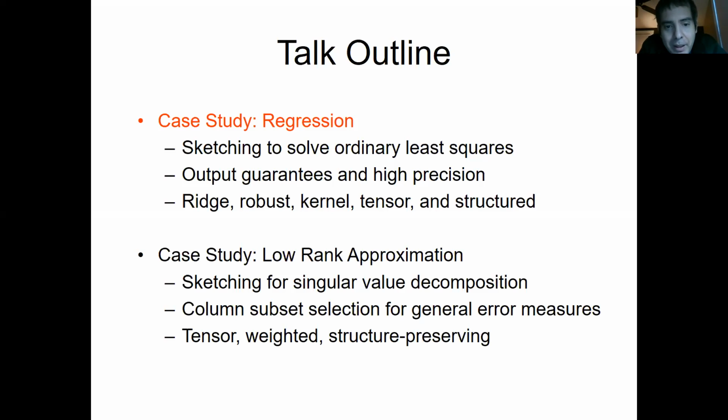And with whatever time I'll have left, I'll also go into solving the low rank approximation problem, or singular value decomposition problem, using sketching, and show a bunch of variants of that. So how to solve the column subset selection problem, also for general loss functions, and in the context of tensors, weighted low rank approximation, and structure preserving low rank approximation. So let me just go ahead and get started with regression here.